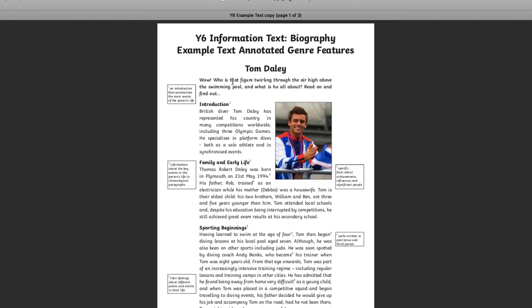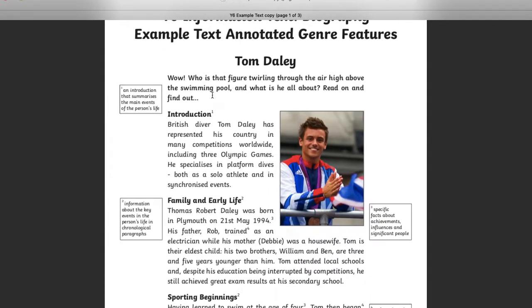I've got an example biography here about a person called Tom Daley. Tom Daley is a very successful diver from England. He was diving in the Olympics. Although I'm not going to read the whole thing, I'm going to get you to read through the story of Tom Daley. The important parts are these boxes here, as those boxes are the key features of a biography. I'm going to read those boxes to you now and go through them.